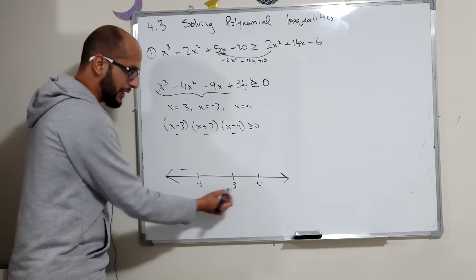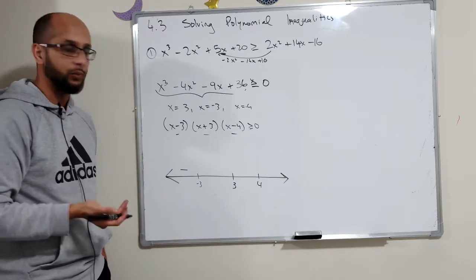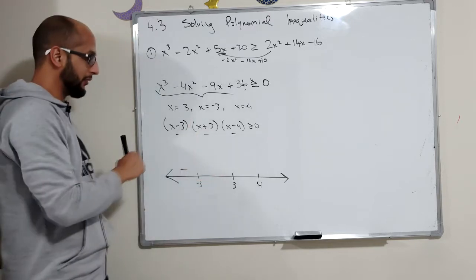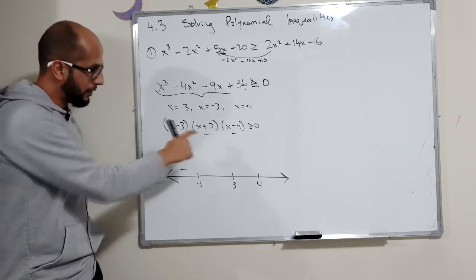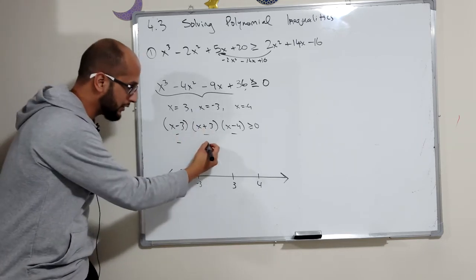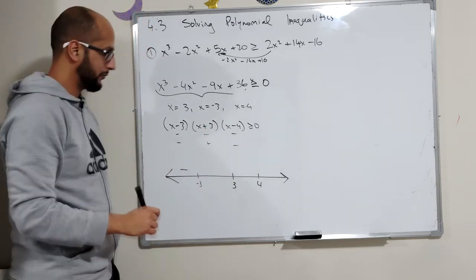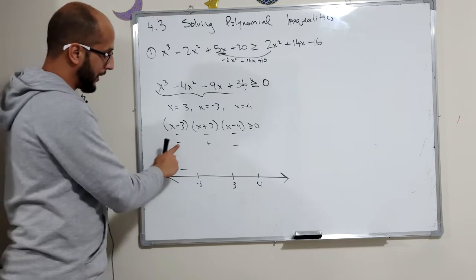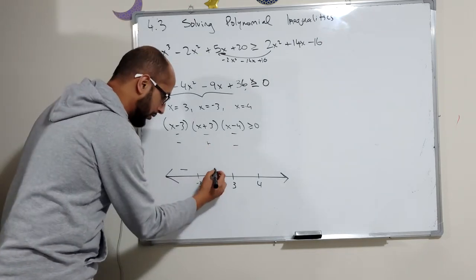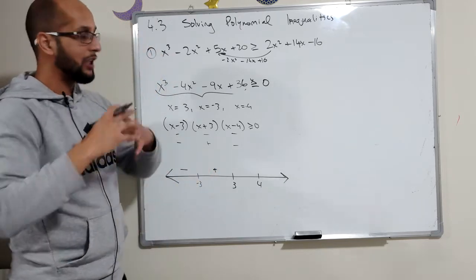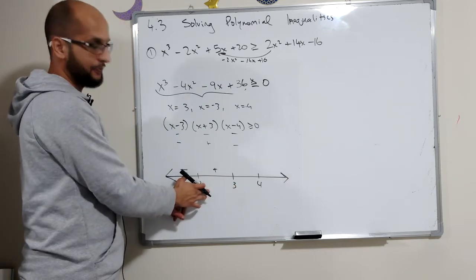Let's take a number between -3 and +3. Well, the easiest number that pops into my head is 0. So if I plug in 0, x minus 3 will be negative. If x is 0, 0 plus 3 is positive. If x is 0, 0 minus 4 is negative. Now if I multiply, negative times positive is negative. That negative multiplied by that negative is positive. So this tells me that all the numbers between -3 and +3 are going to be positive.